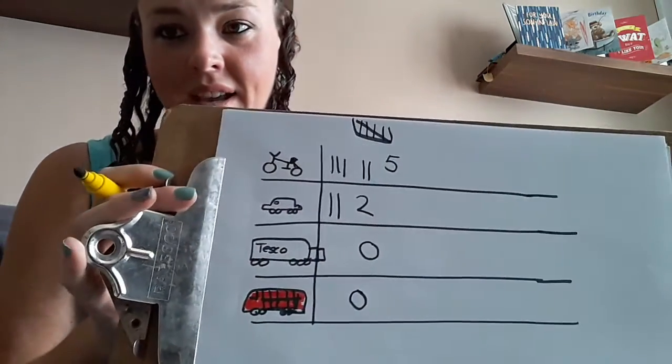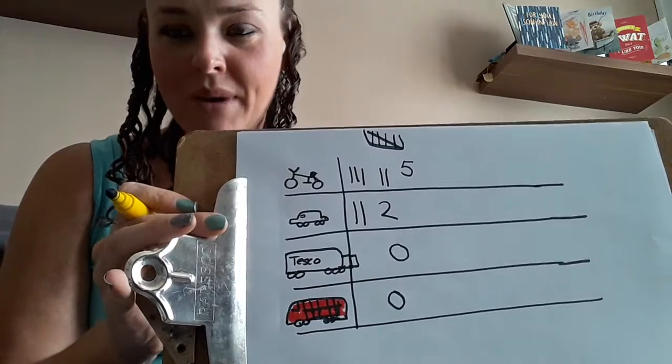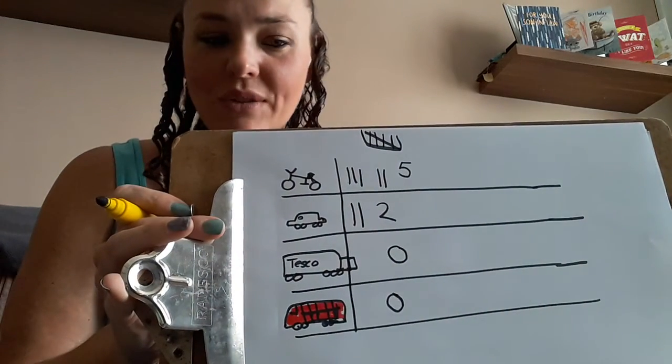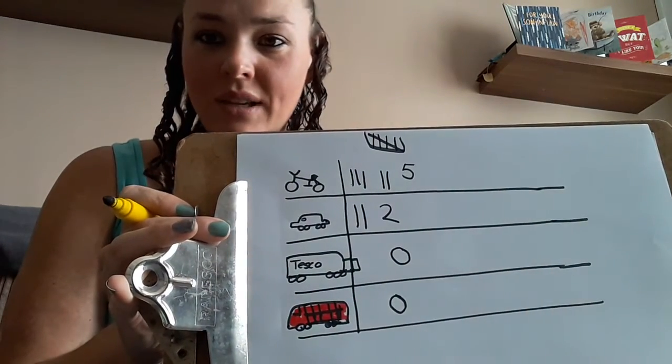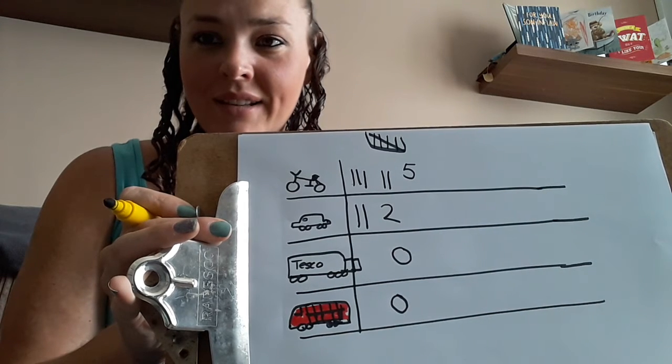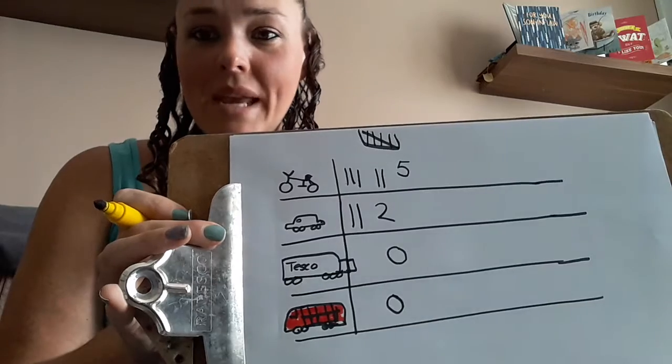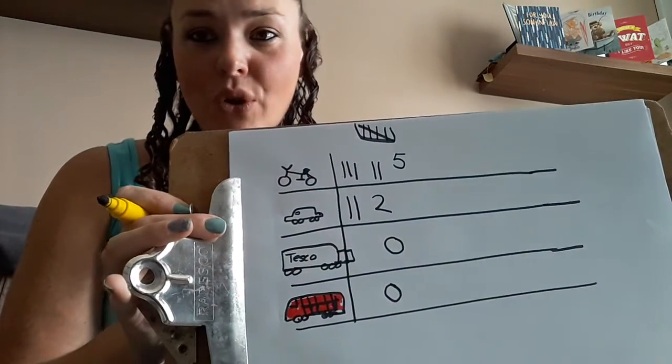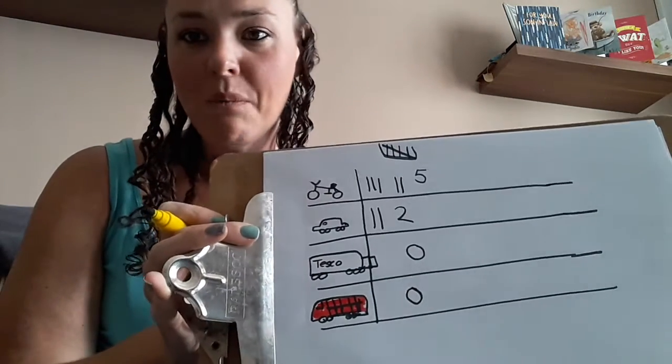Which one is the most popular by Mrs. French's house? What do you see the most out of Mrs. French's window? How would I work that out? You want to look for the biggest number that tells you the biggest amount of bikes, cars, lorries or buses.